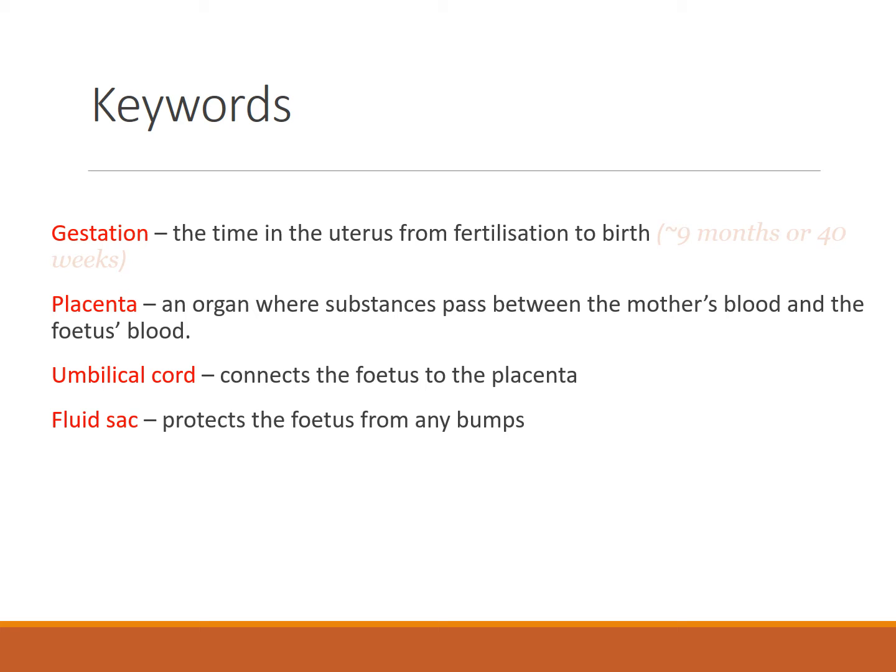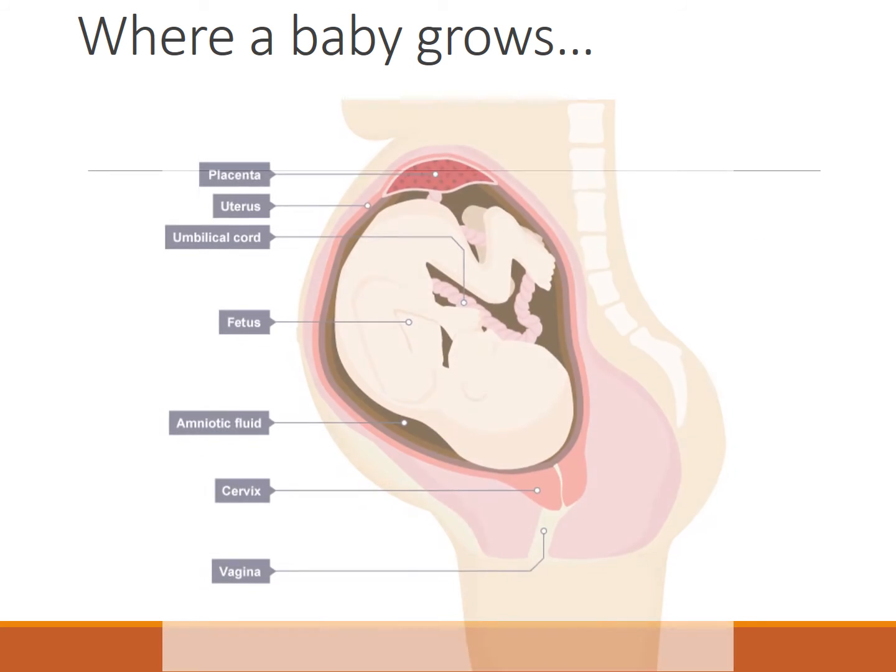We've got the fluid sac, or the amniotic sac, and it basically protects the fetus from any bumps. So obviously, mother's still going around and doing lots of things while she's pregnant. So the fluid sac, it protects that fetus from any bumps. Uterus.